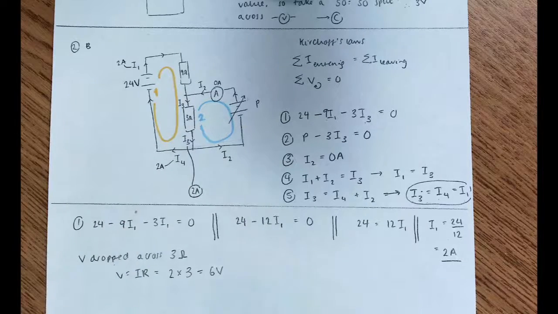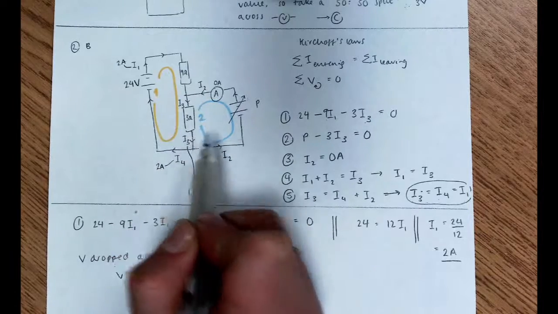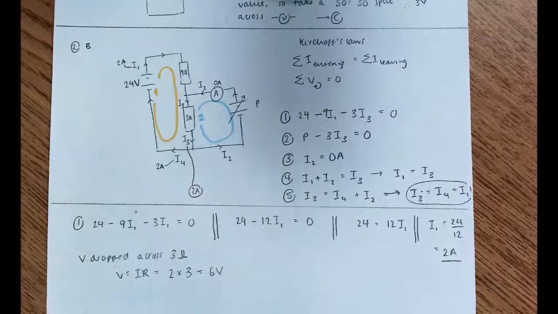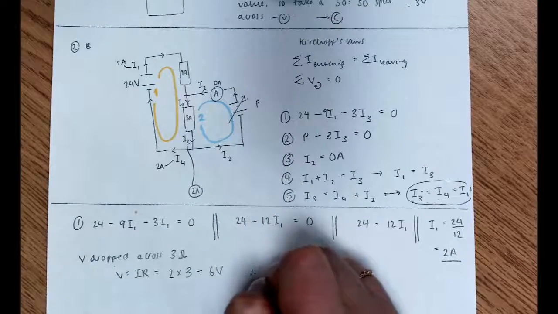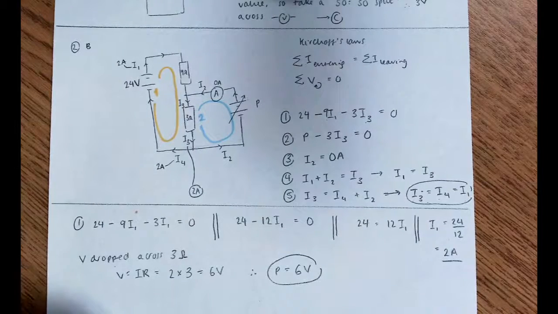Now for the sum of the loop to be 0, if 6 has been dropped across this resistor, then 6 has to be gained across P. So therefore P must be 6 volts, and that gives us answer B.